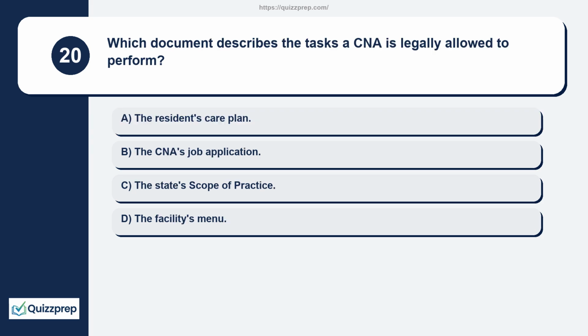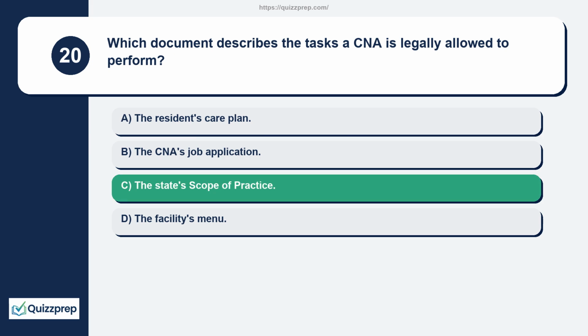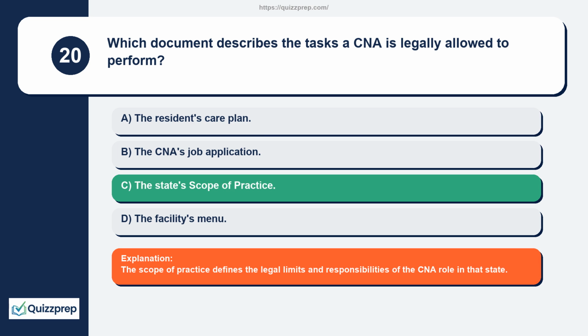Question 20. Which document describes the tasks a CNA is legally allowed to perform? The resident's care plan, the CNA's job application, the state's scope of practice, the facility's menu. The scope of practice defines the legal limits and responsibilities of the CNA role in that state.